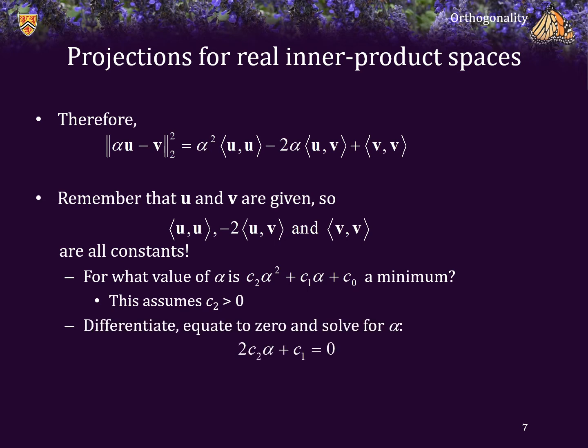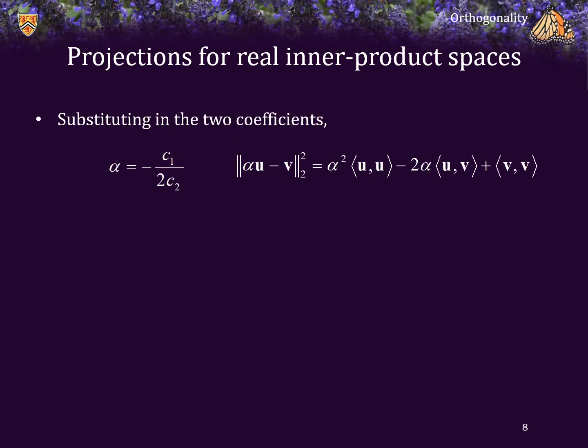Well, to find the minimum, you differentiate, equate to 0, and solve for alpha. So differentiating that quadratic with respect to alpha and equating to 0 gives us the following algebraic expression. Then solving for alpha gives us that alpha is negative the linear coefficient over twice the coefficient of alpha squared, all negated. Therefore, let's just substitute in the two coefficients. That is the coefficient of alpha and the coefficient of alpha squared.